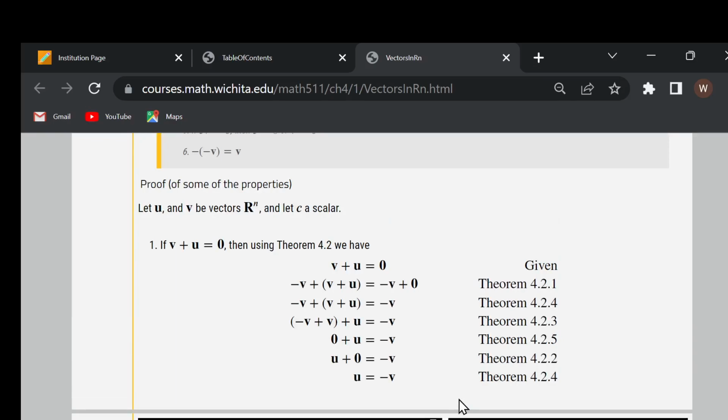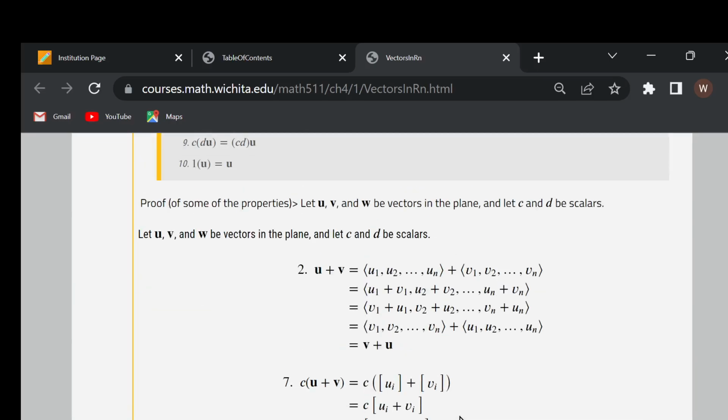Notice I only use the 10 properties from Theorem 4.2. Theorem 4.2.1 means the first property in Theorem 4.2, and Theorem 4.2.4 means the fourth property in Theorem 4.2. Remember, we have Theorem 4.2 up here.